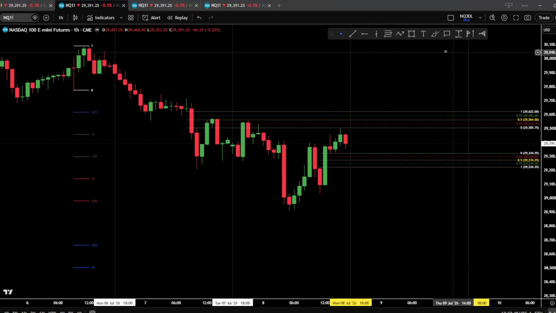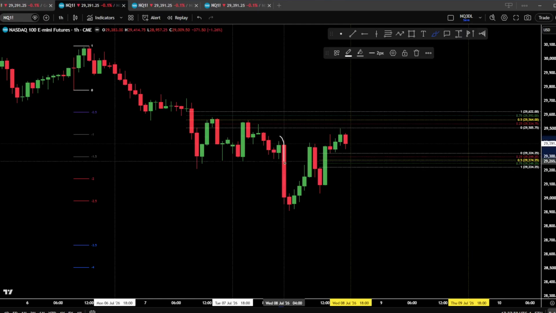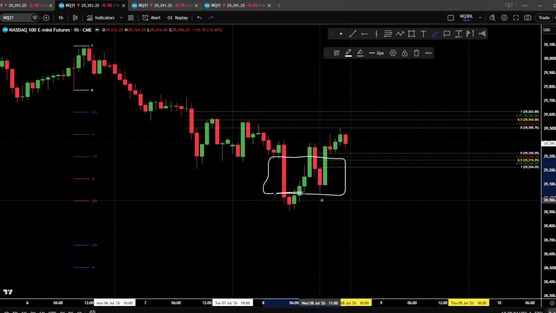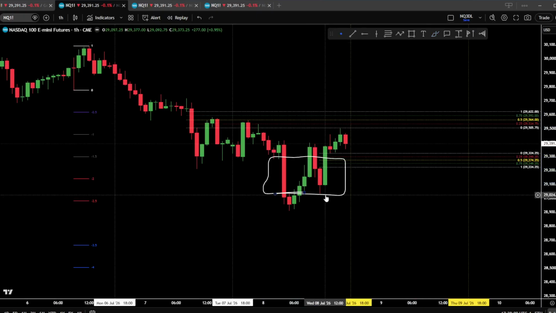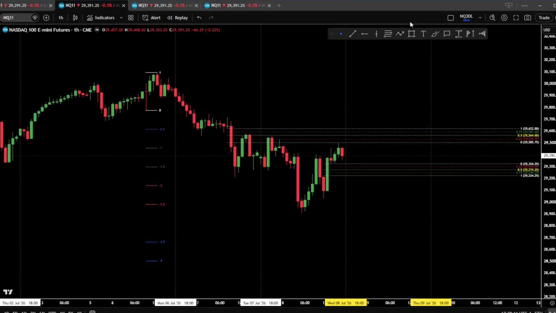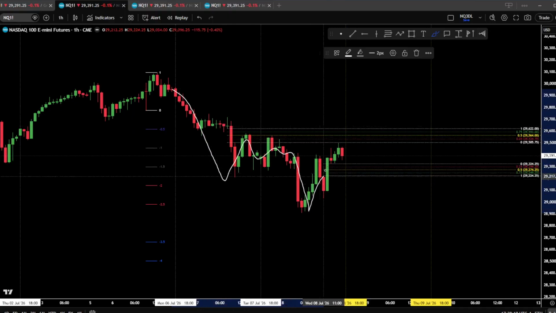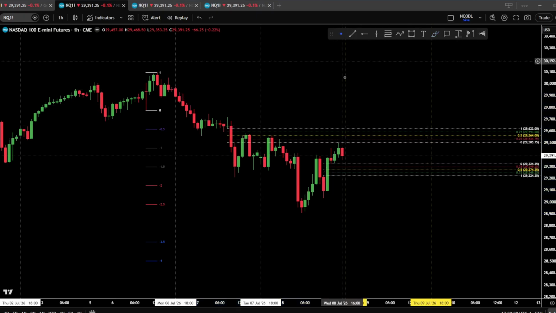And most importantly, because of the fact that London expanded lower, making the low of day, right? And New York came back, okay, to first of all inverse this fair value gap, eventually came back to reaccumulate into it, and then expanded out of it. Okay, so I see this honestly as expansion, consolidation, expansion, expansion here, right?